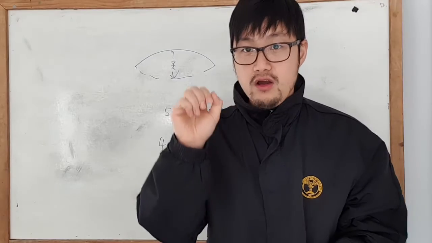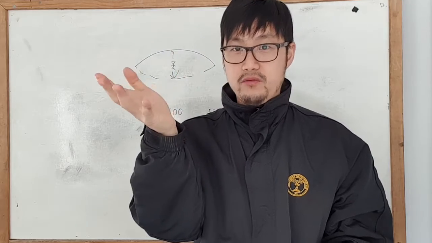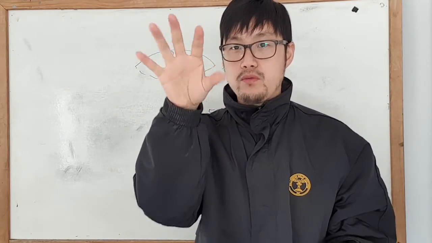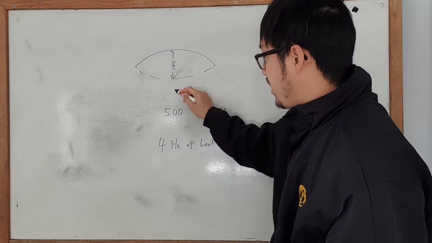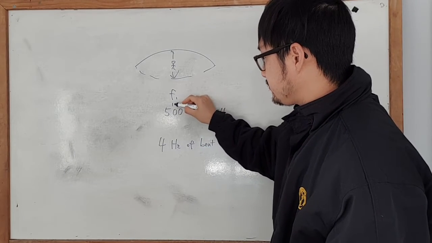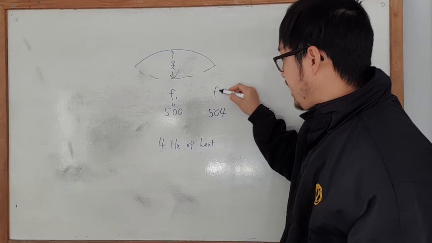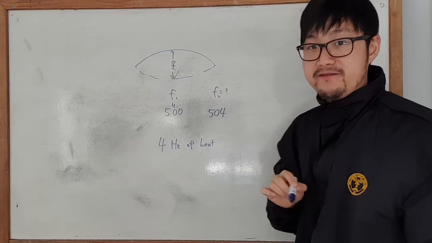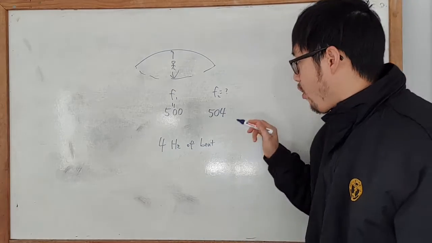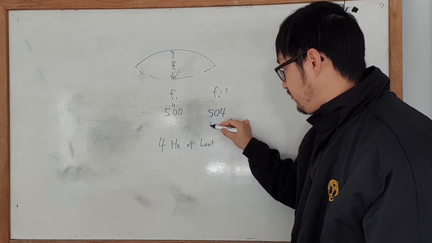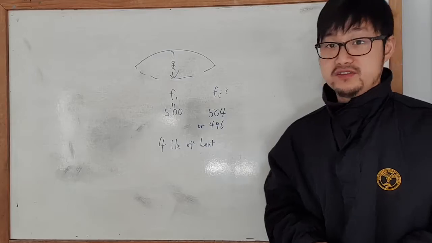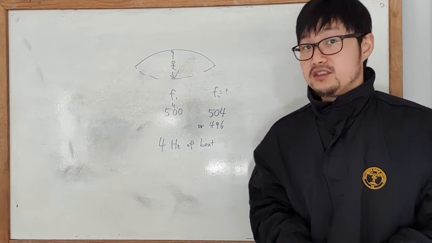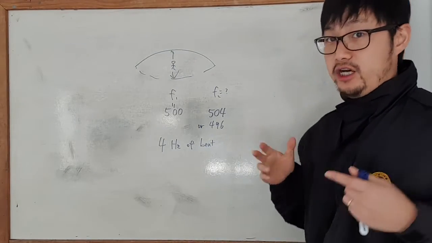So it goes like this: one, one, one, one. So that's 4 in 1 second. Now they ask you, what is the other frequency? Well, the other frequency, f2, could be 504 hertz, or it could be 496 hertz. Both of these will do. So how do I know which one it is? You don't know.